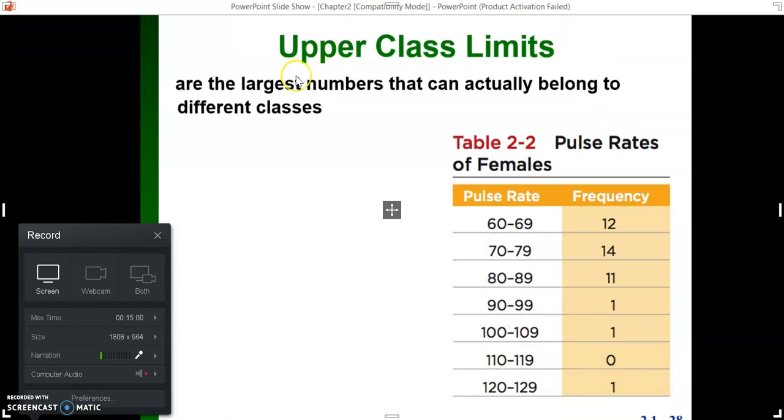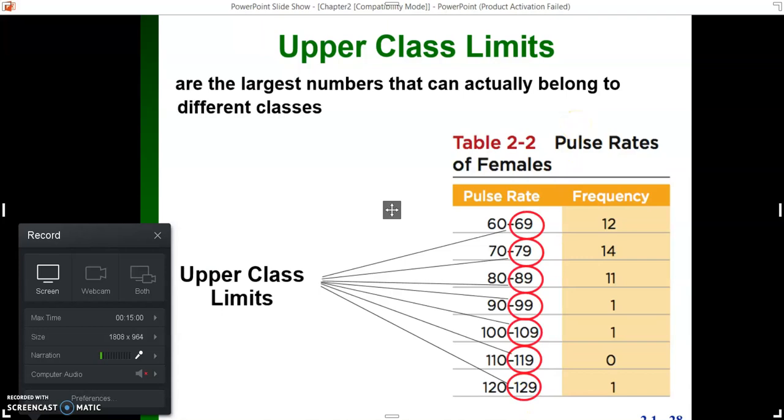The same way, upper class limits. The top value is called the upper class limit. So let's see what the upper class limits are for this particular frequency table. That is easy to identify.